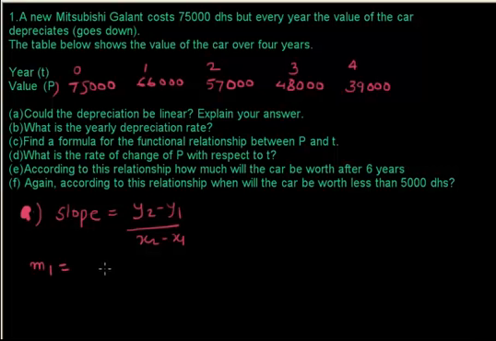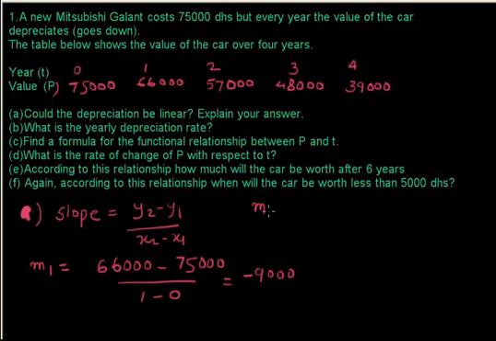Suppose m1 is y2 minus y1 over x2 minus x1. First we'll take the first two pairs, so y2 is 66,000 minus y1 is 75,000, over x2 is 1 minus x1 is 0. So this value is minus 9,000. The values given in the second row correspond to the dependent variable, y. The values given in the first row correspond to the independent variable, x. Always the first row is on the x-axis and the second row is plotted on the y-axis.